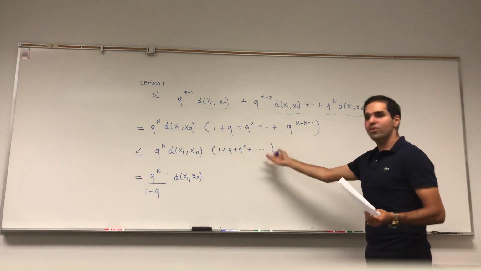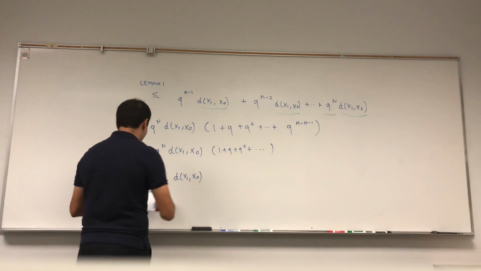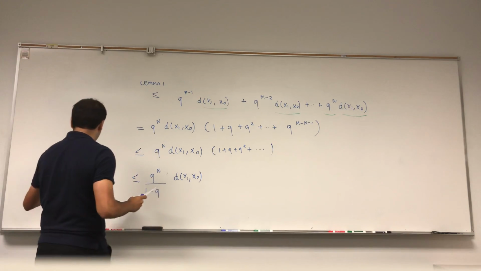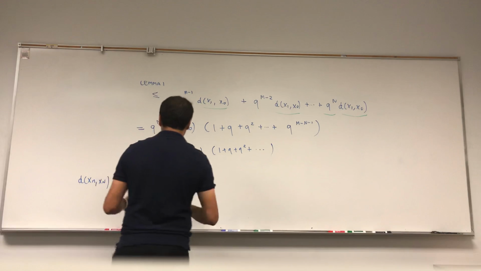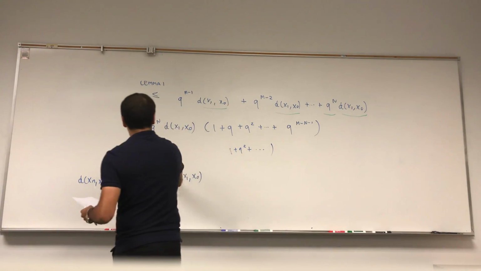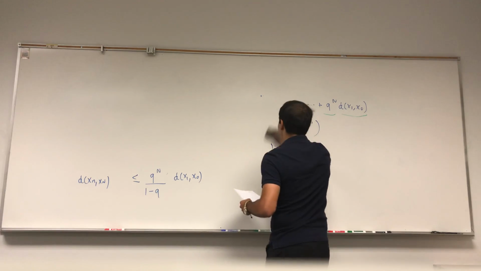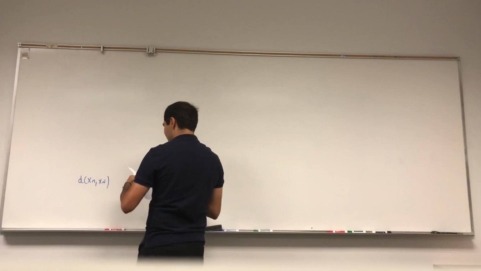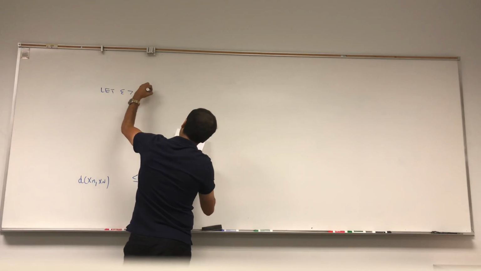And what we want to show now is that this is small. So what we've shown really is that the distance between the two, d(x_m, x_n), is less than or equal to that. And now let's just use an epsilon-delta argument to show that it's Cauchy. So now let epsilon be arbitrary.